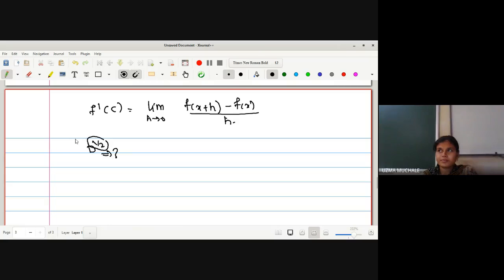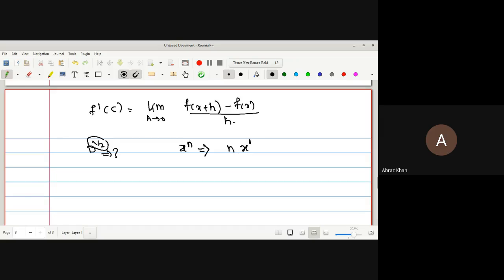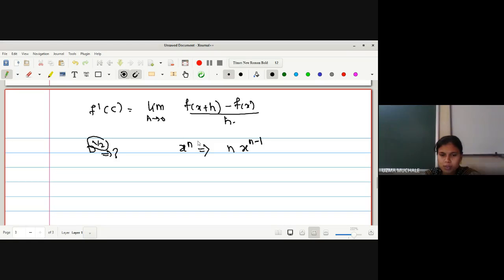Let me write this down. What is the derivative of x raised to n? It is n x raised to n minus 1. Correct. Now here there is no restriction on this n. It can be any number. But if I want to find out a half derivative of this, how will you find it? This is simply the first derivative, n x raised to n minus 1. What about the half derivative, the 1/3 derivative and so on?